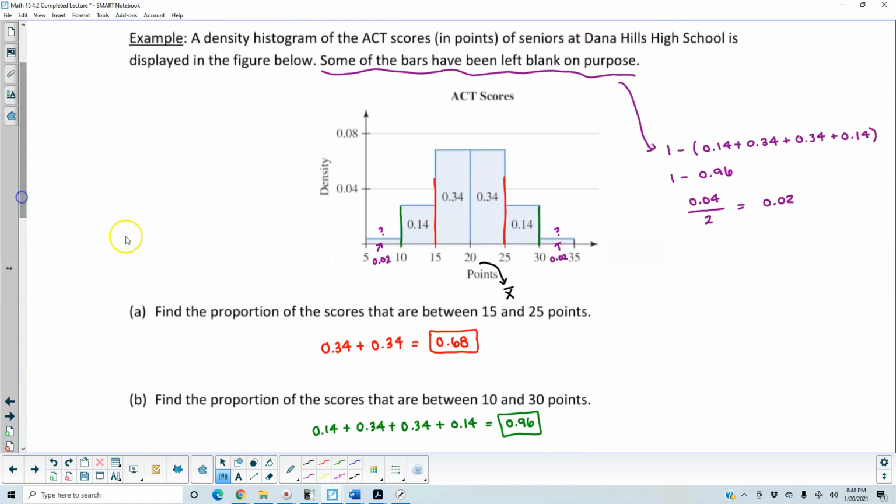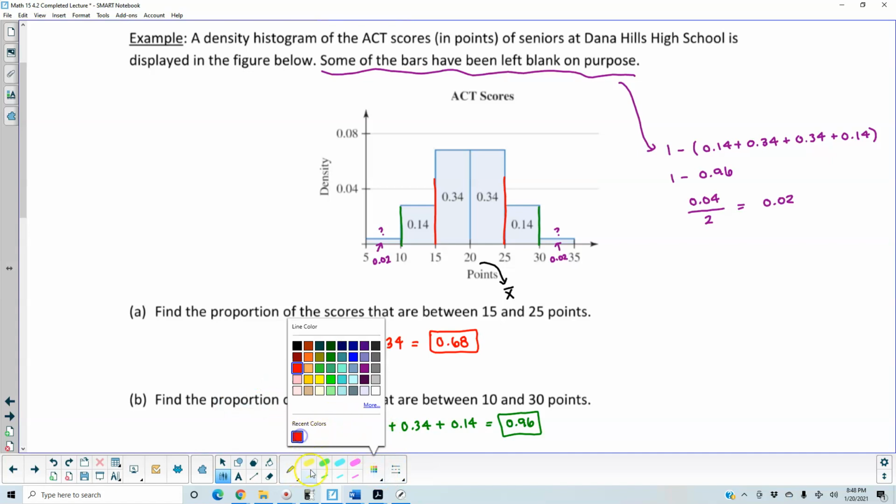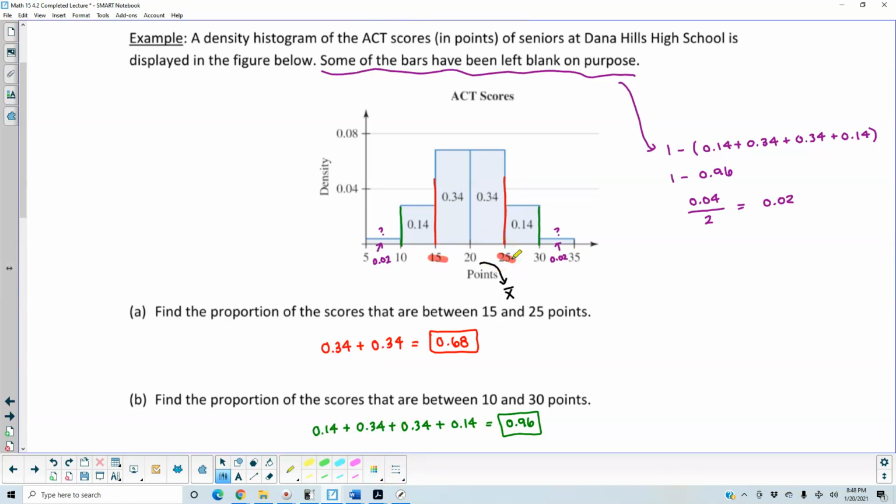So in the first example, part A, we want to find the proportion of the scores that are between 15 and 25 points. So there's 15, there's 25. We're looking at anything in between here, which is the proportion. We take 0.34 plus 0.34, which gives us 0.68, or 68% of the scores are between 15 and 25.